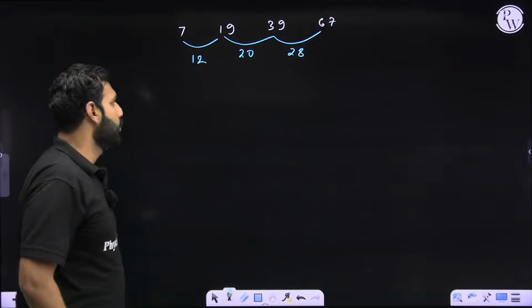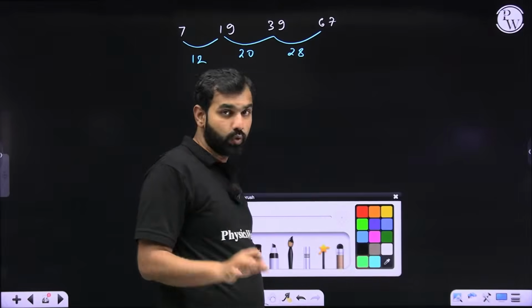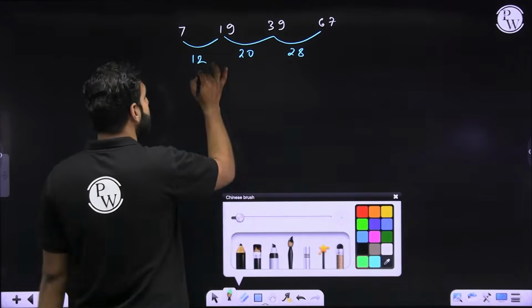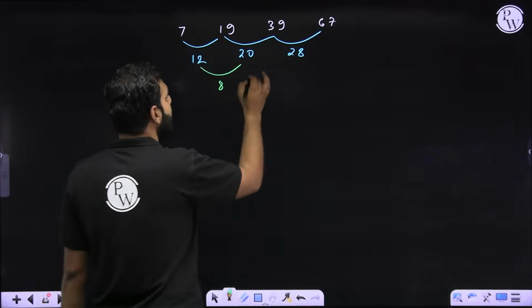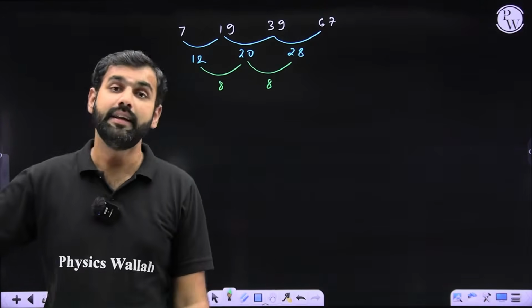Now, 12, 20 and 28. So there is no logic here? No pattern? There is a pattern. If you pay attention, there is a very good pattern, because 12 and 20 have a difference of 8, and 20 and 28 have a difference of 8. So there is indeed a pattern.